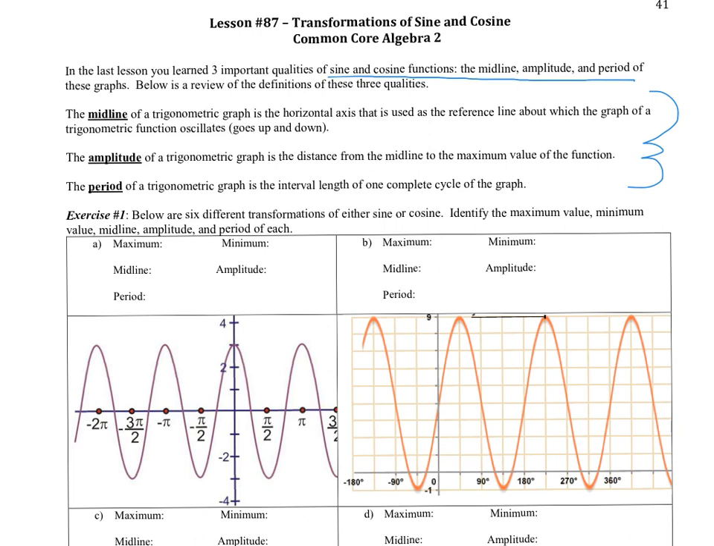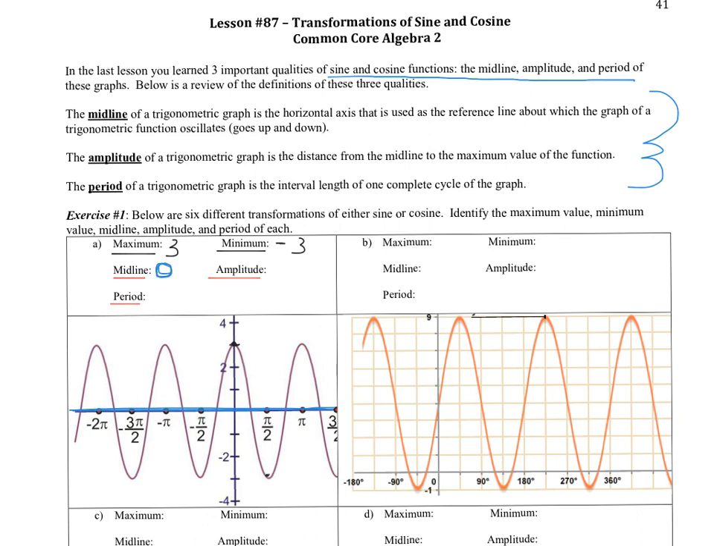Here, we're going to identify the midline, the amplitude, and the period of each of these graphs, as well as the maximum and minimum value. The maximum and minimum are just the highest and lowest y value. In my first graph, I see it goes up to 3 as the highest y value and -3 as the lowest y value. The midline is always directly in between that max and min. So this one is a pretty obvious 0.